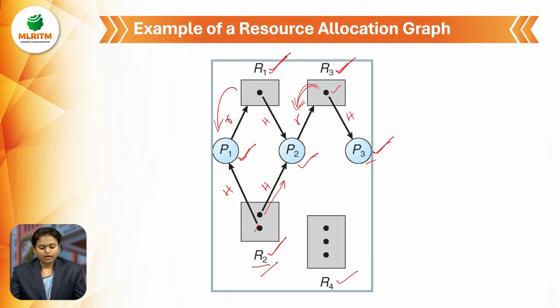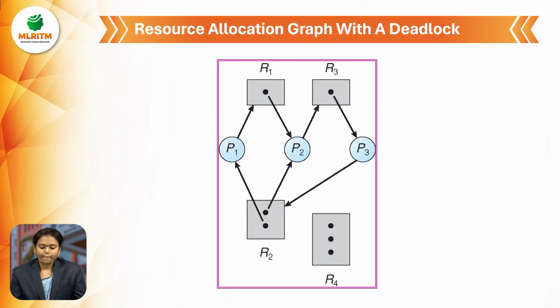This is an example of a resource allocation graph. Now, a resource allocation graph with a deadlock. See here, this is the graph, and it is the same graph I took as an example before, but here one more edge is there, that is a request. Here P3 is requesting an instance of resource type R2.